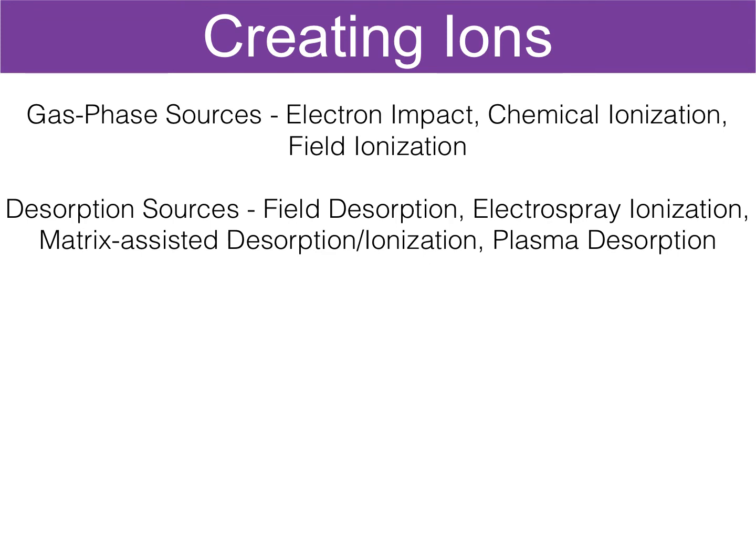Okay, so some names of gas phase sources are electron impact, chemical ionization, field ionization. Turns out there are lots of different ways to create these ions. Desorption, we've got field desorption, electrospray ionization, matrix-assisted desorption, plasma desorption. Again, there are lots of different techniques and methods of creating these ions.